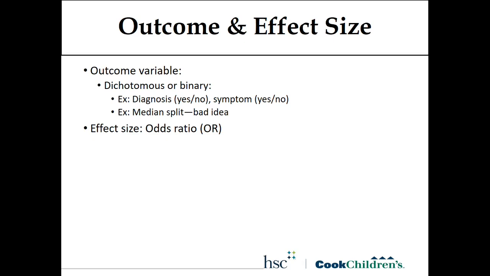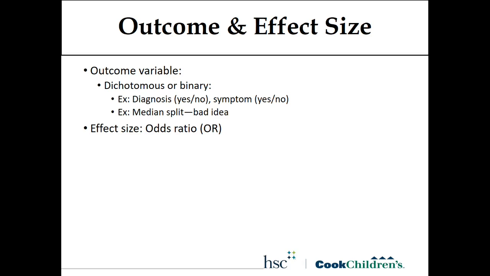In general, for the outcome and effect size, the most simple logistic regression models are going to include a dichotomous or binary outcome variable. This could be diagnosis of hyperglycemia, for example, or whether a patient had a symptom. It could be anything, whether the patient survived or not, relapse, anything like that.